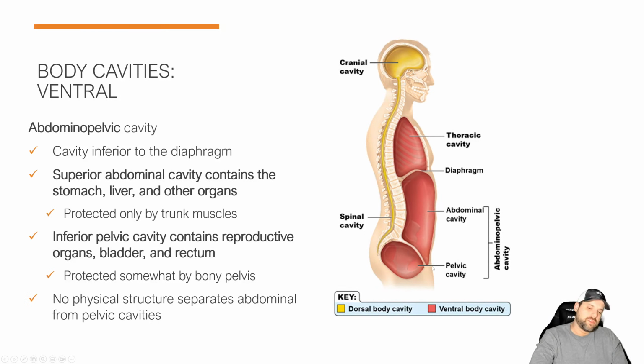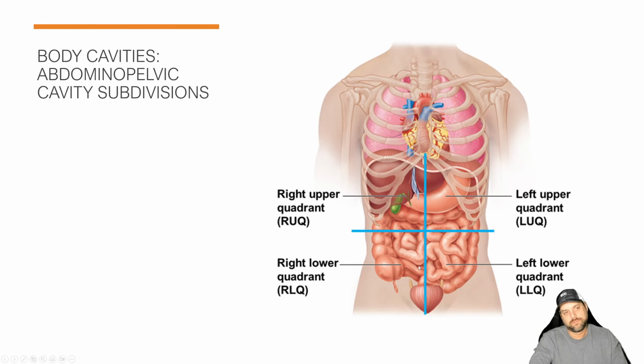And there's no physical structure that separates the abdomen from the pelvis, just a heads up. All right, next is going to be some abdominopelvic cavity subdivisions. This is how you break up the abdomen into different areas. This is important when you're describing pain or certain symptoms in your notes, and also to other medical professionals, in order to note where you're talking about.